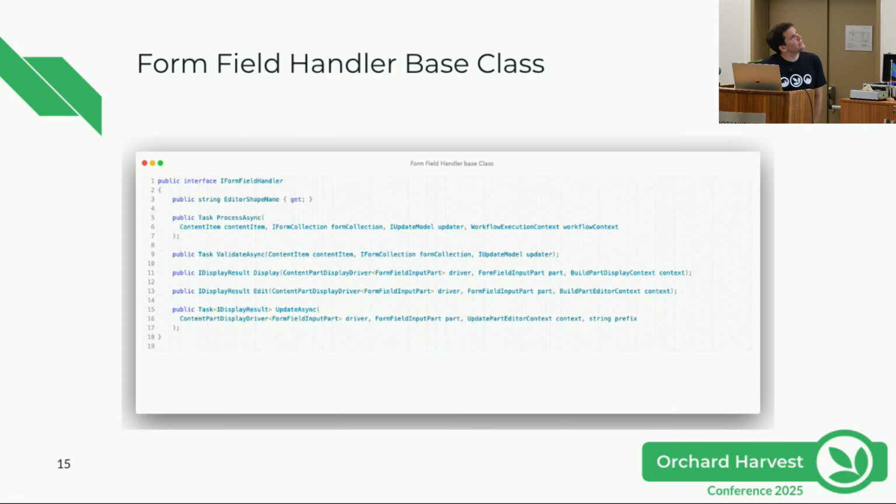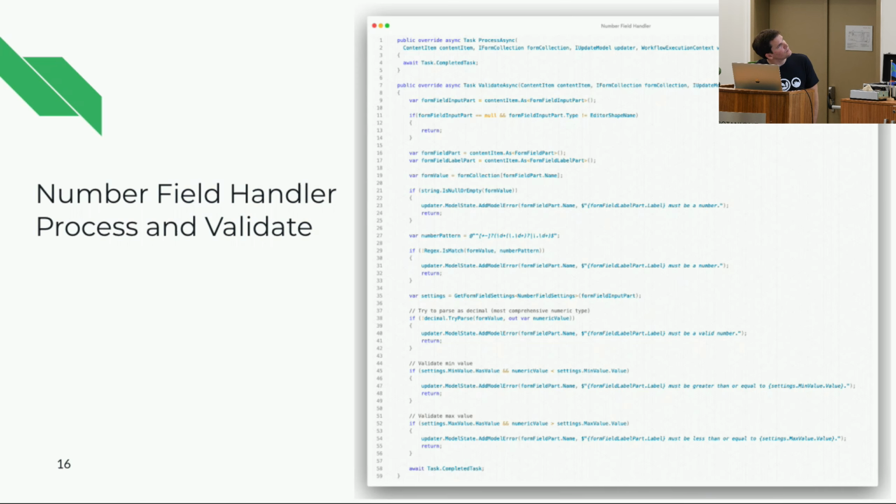The base class that we're using, they're pretty simple. We try to keep it as simple as possible. So you've got the editor shape name, then you've got the process async, validate async, and the rest is to do with admin integration and custom settings, so making sure you get the views for those. And this is how the number field works. It's kind of a game of two halves. It's not super complicated. The first part is about just retrieving all the values that you need in order to validate.